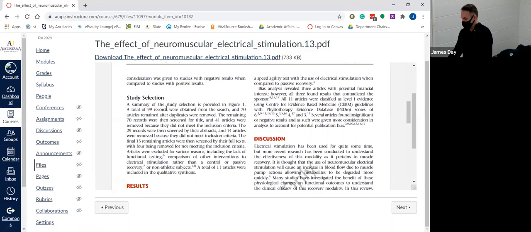A total of 99 records were obtained from the search, and 70 articles remained after duplicates were removed. The remaining 70 records were then screened for title, and 41 articles were removed because they did not meet the inclusion criteria. The 29 records were then screened by their abstract, and 14 were removed because they did not meet the inclusion criteria. The final 15 remaining articles were then screened by their full text, with 4 being removed for not meeting the exclusion criteria. Articles were excluded for various reasons.